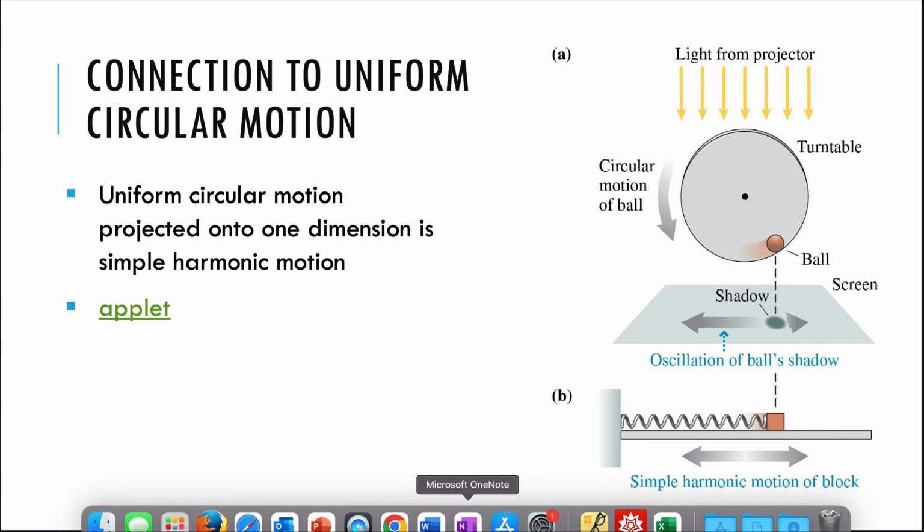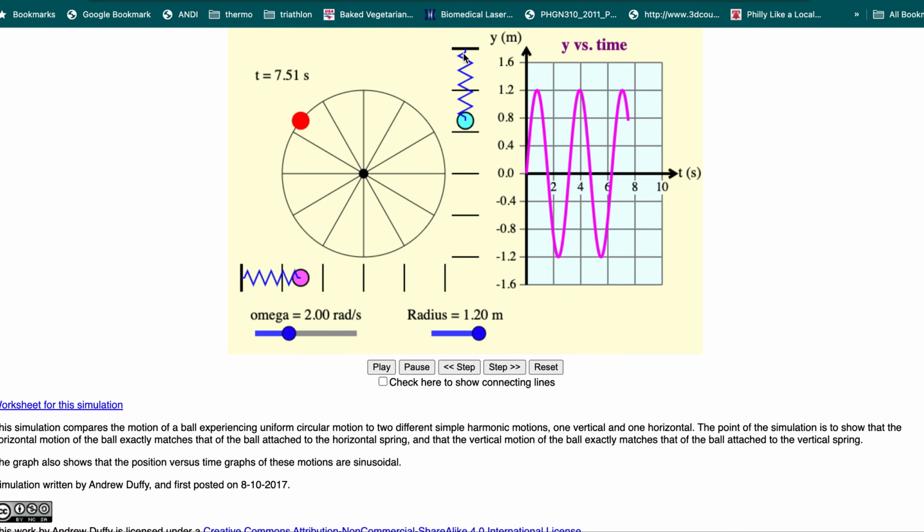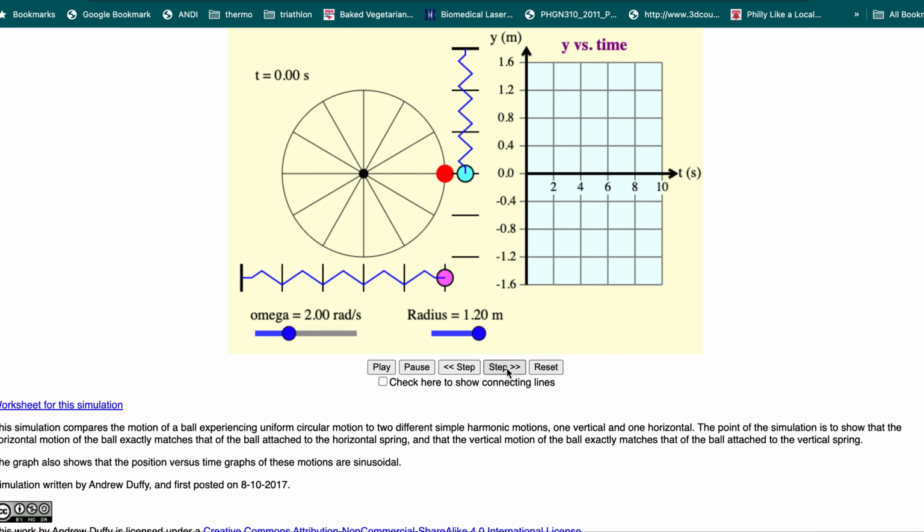This applet here shows it a little bit better. So let's push play here. What we see is this ball that is going in a circle, that is our uniform circular motion. And then we see a spring oscillating up and down here, and a spring oscillating left and right here. We also see motion being plotted. So let me go ahead and reset, and let me do it just step by step a little bit. So as the ball moves up, you can see that its position is plotted over here, and it has the same height as the vertical spring.